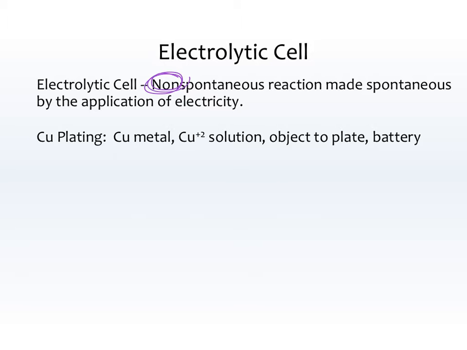So instead of a voltaic cell, which is a battery, the electrolytic cell needs a battery. It requires a battery to function. Without a battery, nothing will happen. So we're making a non-spontaneous reaction spontaneous. One common application of electrolytic cells is electroplating, or plating of one metal on top of another.